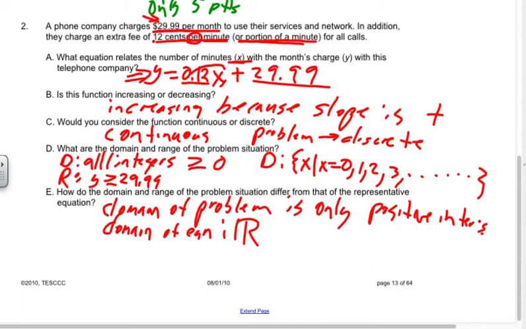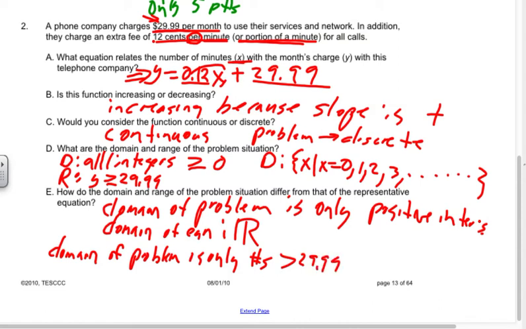Okay, so the domain then of the problem is only numbers larger than 29.99. Excuse me, that's the range. The range of the equation is going to be all real numbers. So again, the range of our problem set is just a part of the range of our function, and same way with the domain.